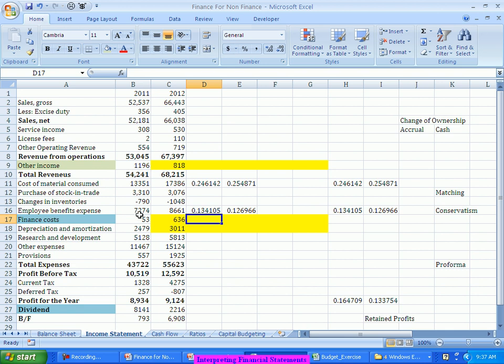Or the same way, interest. Interest, okay, we know that in the case of interest, interest is not an operations activity. So I cannot comment too much on interest. Interest should always be with respect to the loan that is raised. If the loan raised is higher, probably the interest would be higher and vice versa. Right? So interest, we cannot comment much on it.